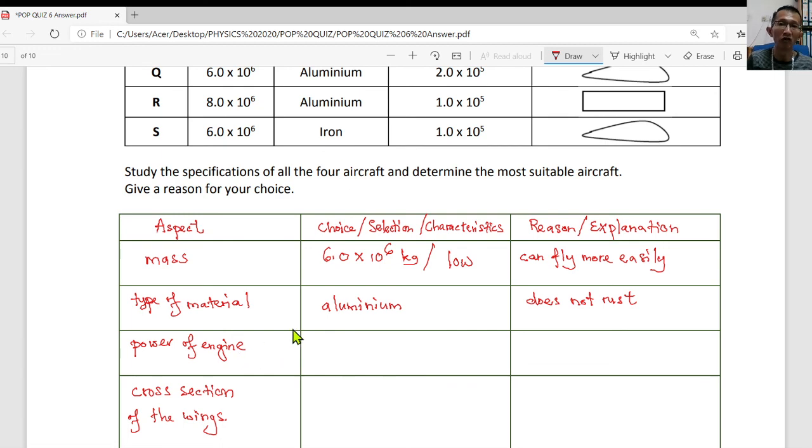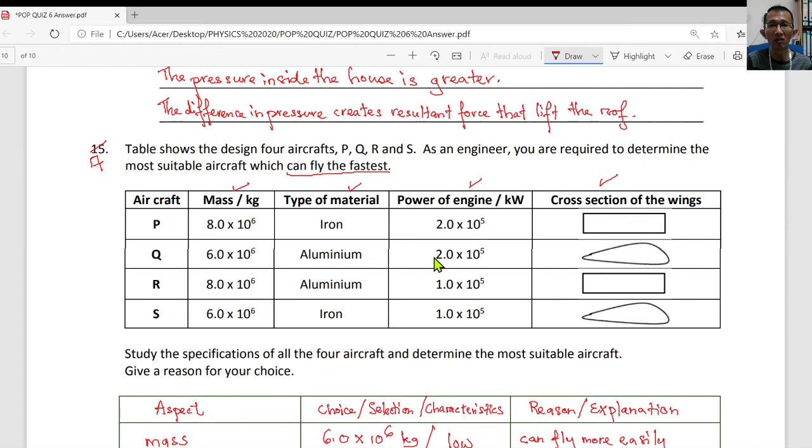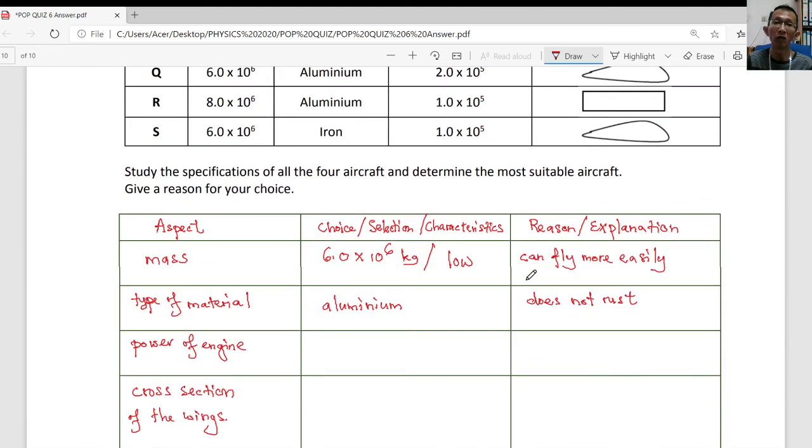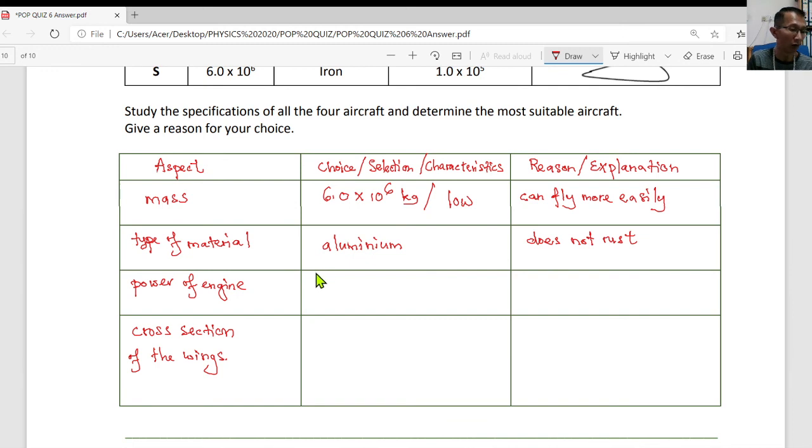Now, power of engine. We also have two choices. It's either 1 or 2 times 10 to the power of 5 kilowatt. So for the power, you choose low power or high power. If I were you, I would say high power. So you can write here 2.0 times 10 to the power of 5 kilowatt, or I can write here high. So why do you choose high power? Very simple reason: produce higher acceleration.